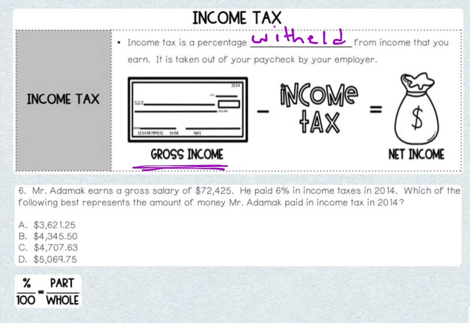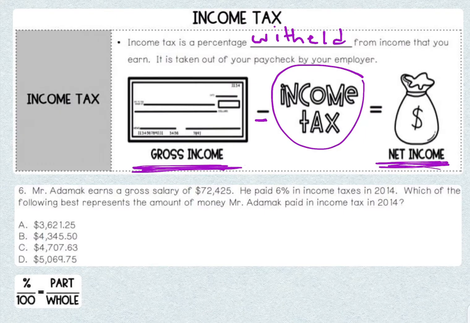So you have your gross income, which means the total amount that you make on your paycheck, and then the income tax based on a percentage. You take that out of your gross pay, and then you have your net income, what's actually on your paycheck. So again, we're going to be focusing on finding this amount using a percentage of our gross income. Mr. Adamak earns a gross salary of $72,425. He paid 6% in income taxes in 2014. Which of the following best represents the amount of money Mr. Adamak paid in income tax in 2014?